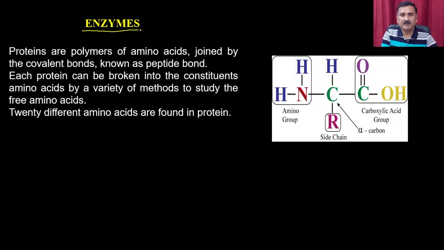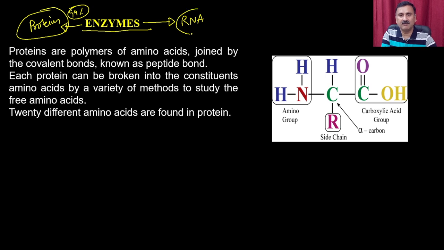So, enzymes. As I said, an enzyme could be made up of RNA molecules, or it could be made up of proteins. Mostly, more than 99% of enzyme molecules are made up of protein molecules, and there is a very small fraction of enzymes which are made up of RNA molecules, and these enzymes are called ribozymes. We are not going to discuss ribozymes in this particular course.